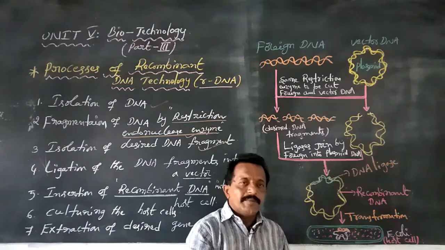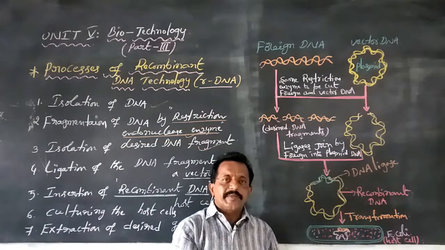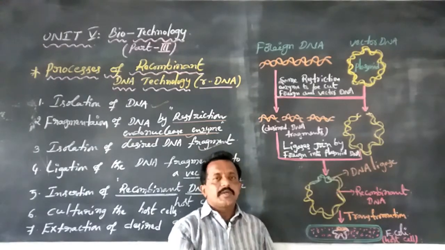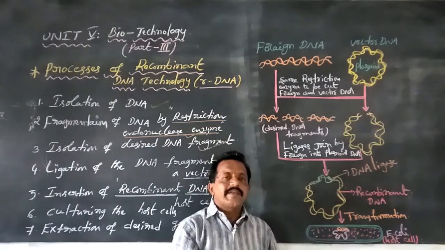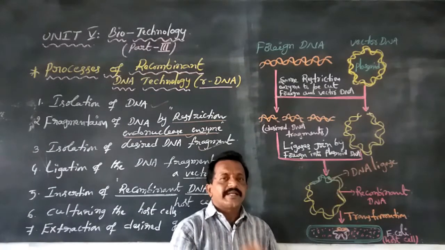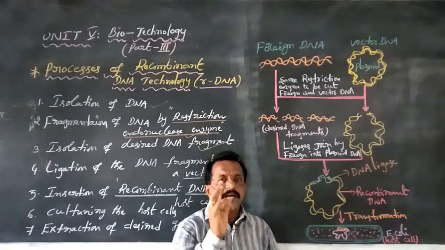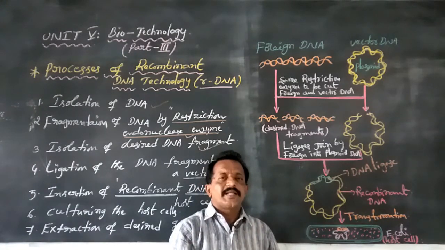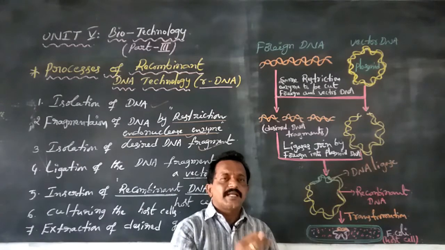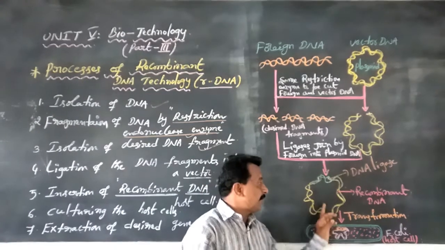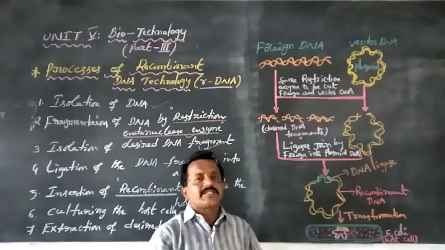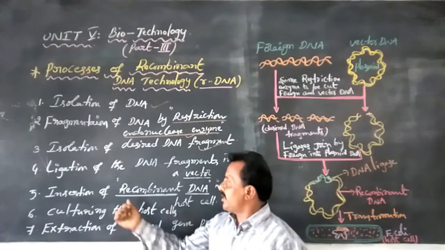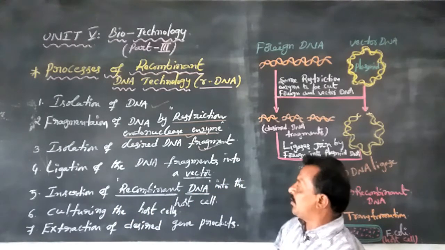But for recombinant DNA transformation, especially in the host E. coli cell, a high efficiency divalent cation is applied, that is the calcium cation. This calcium cation easily breaks down the bacterial cell wall, and then the recombinant DNA is easily transferred into the E. coli cells. That is insertion of recombinant DNA into the host cell.